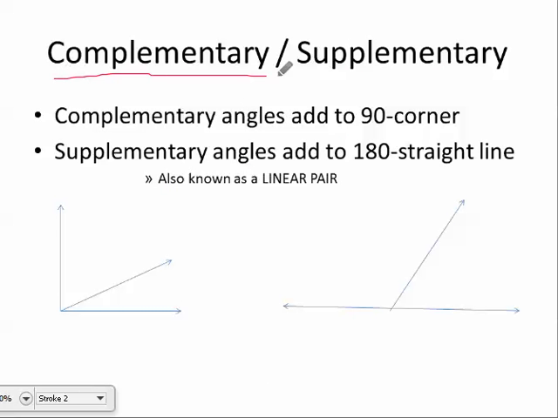Complementary and supplementary were introduced in the first unit. Complementary adds to 90 degrees. It makes a corner. Supplementary adds to 180 degrees. It makes a straight line. They do not have to be touching each other. If they are touching each other, they're known as a linear pair, if they share that one side, that one ray. But if they don't touch each other, they could still be complementary and supplementary.